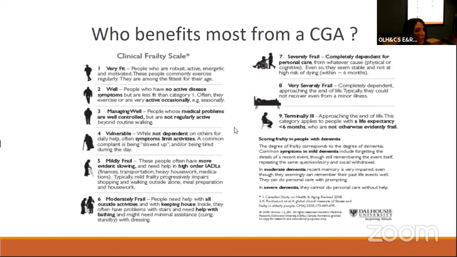But the category that we'd be most focused on around CGA would be the vulnerable, the mildly frail, or the moderately frail, because they're the people that we can come in with the assessment and either reverse or treat, improve their function and maximise their staying at home for longer. However, the research does suggest that the specifics of the geriatric assessment process is less important than the very act of systematically approaching older people with the belief that improvement is possible.